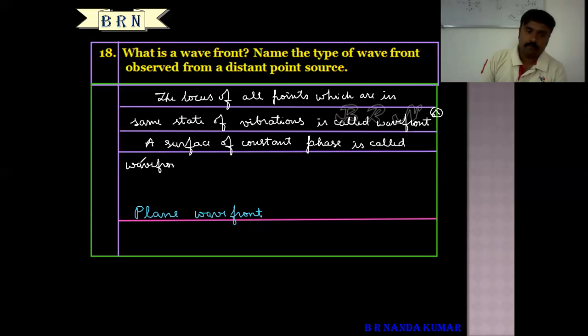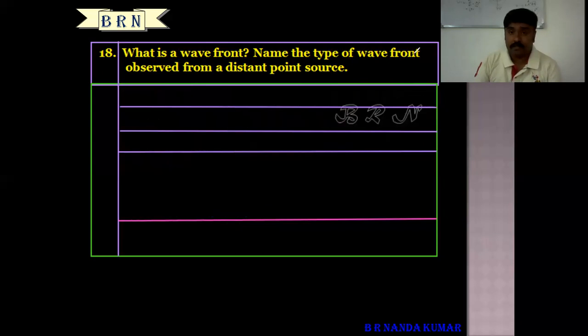Or the continuous locus of vibrating particles which are in the same state of vibration is also called a wavefront. So at a large distance from a point source we will get a plane wavefront. At a small distance from a point source we will get a spherical wavefront. But the question asks for the type of wavefront observed from a distant point source, so that is why we get a plane wavefront. So the complete question is finished, okay?